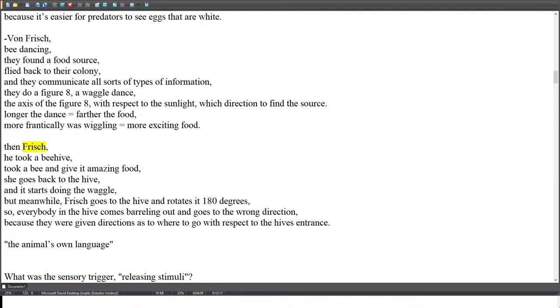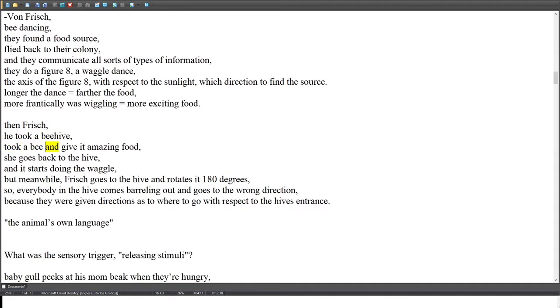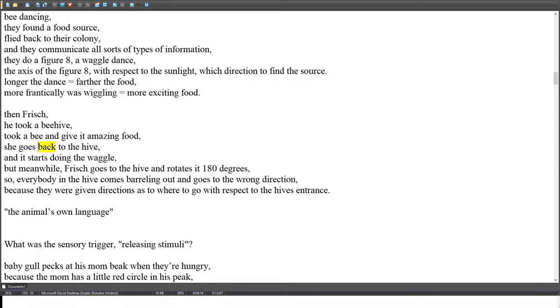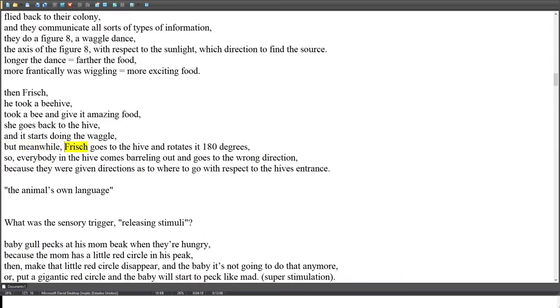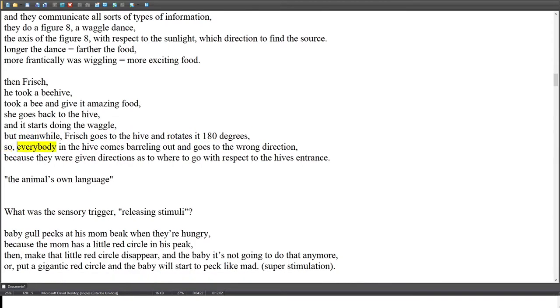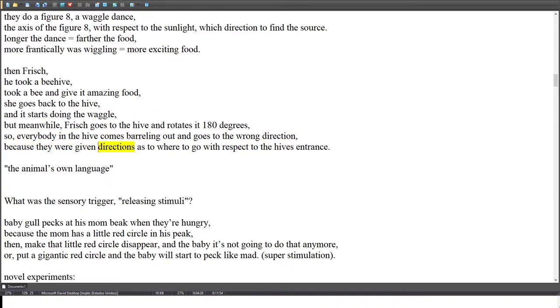Then Frisch took a beehive, took a bee and gave it amazing food. She goes back to the hive and starts doing the waggle. But meanwhile, Frisch goes to the hive and rotates it 180 degrees. So everybody in the hive comes barreling out and goes in the wrong direction, because they were given directions as to where to go with respect to the hive's entrance.